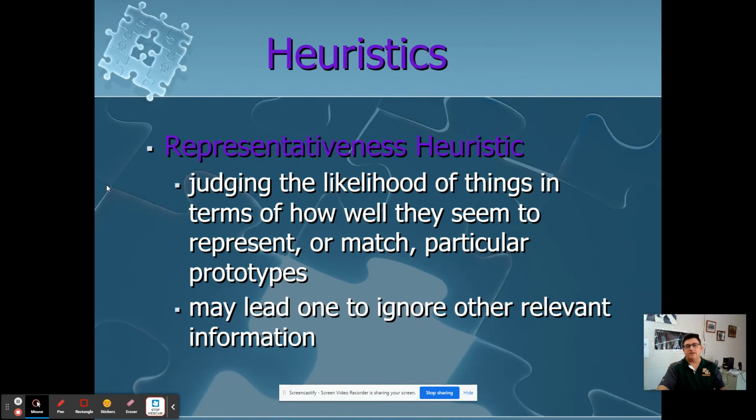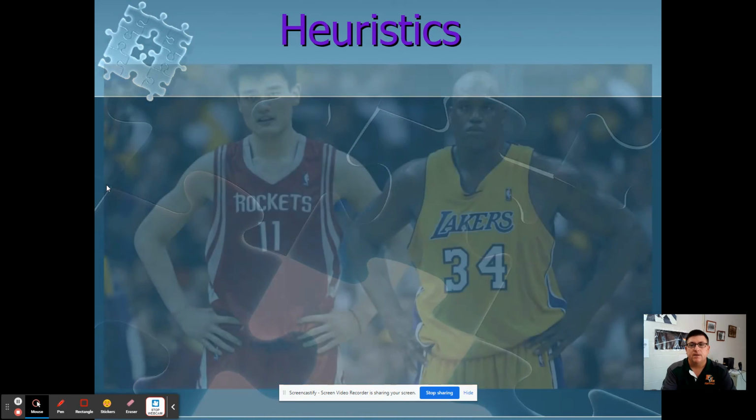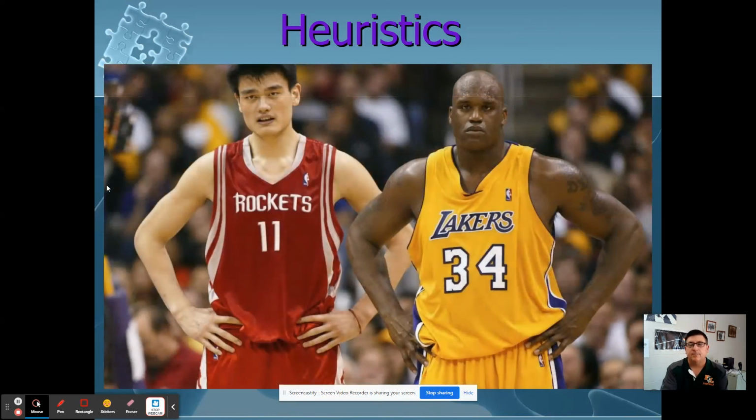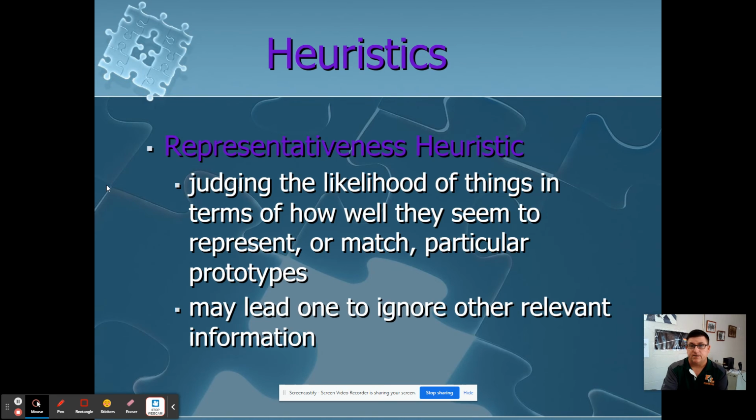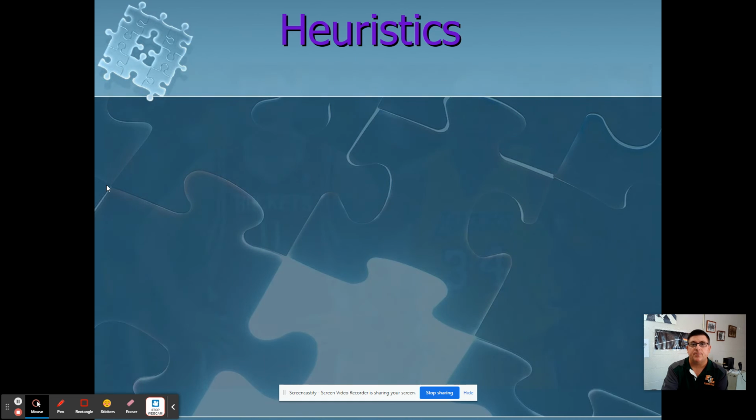All right, representative heuristic, judging the likelihood of things in terms of how well they seem to represent or match particular prototypes. This may lead to ignoring other relevant information. All right, obviously, we think of tall people as playing basketball. Not always accurate. It fits our representative heuristic. All right, it's how you seem to represent or match a particular prototype.